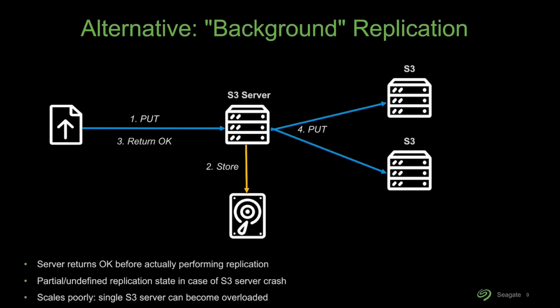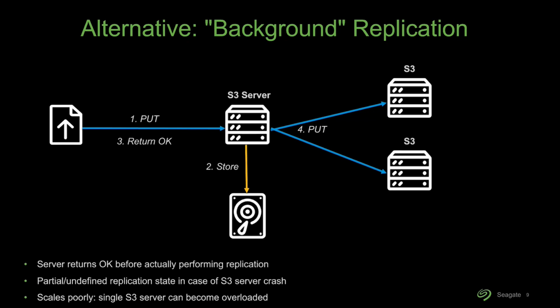So the simplest modification here is to just do background replication through the S3 server. The only change here is that after we store the object, step three, we immediately return OK to the user. And then at some point in the future, we have a background thread or something else that does replication object puts to the different S3 servers. This can solve the issue that the user sees terrible slowdowns when doing replication, but it is not great in terms of reliability and robustness.